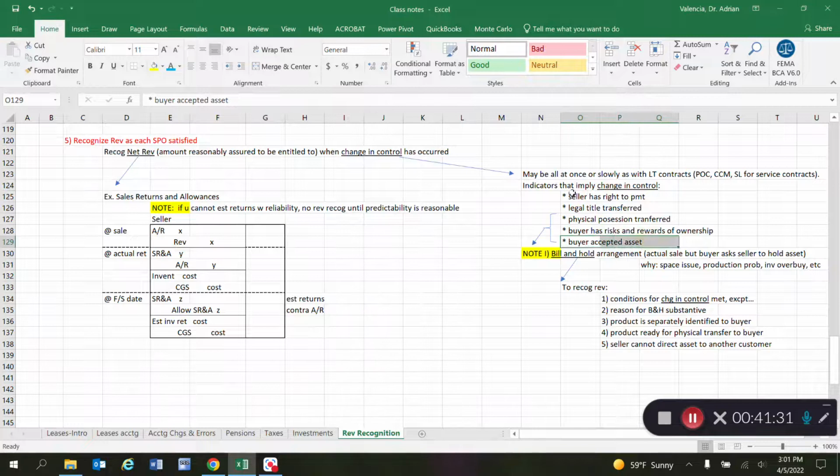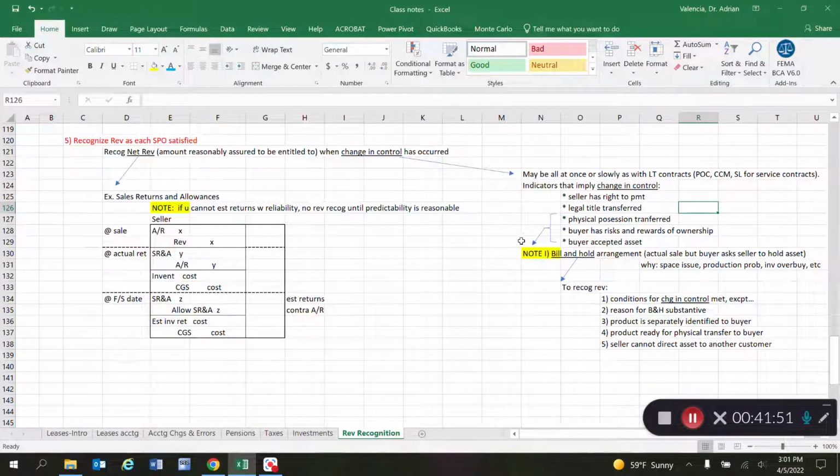And by the way, this is not a list where you have to meet all this criteria. No, but these are indicators that imply that that asset that I was selling is no longer in my control. It's now in the control of the buyer. Okay, and that's what's needed to be able to recognize revenue.